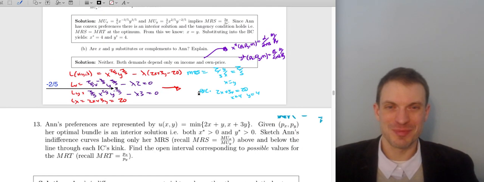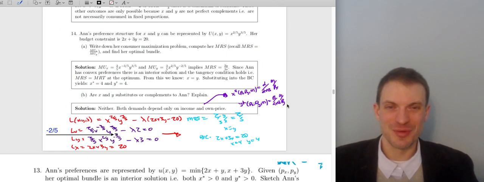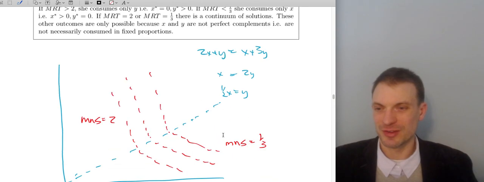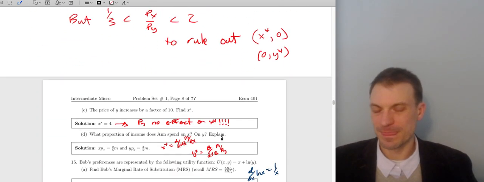Look at our Cobb-Douglas demands. Suppose the price of good Y increases by a factor of 10. What happens to my demand for good X? My demand for good X is invariant to changes in the price of Y. Price of Y could change by 1,000,000, and I'm not going to change my consumption of X. So my demand for X is still just 4. Py has no effect on X.